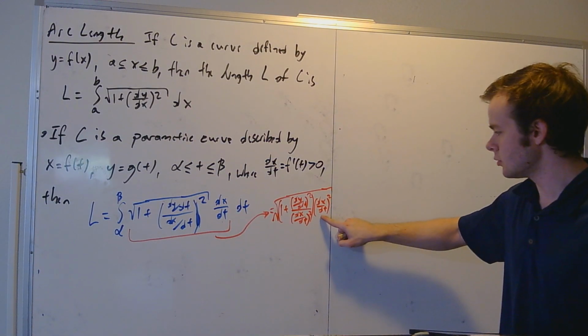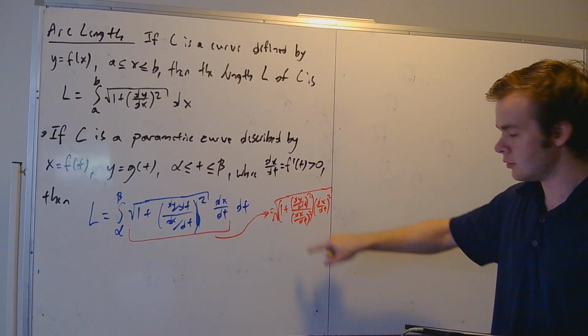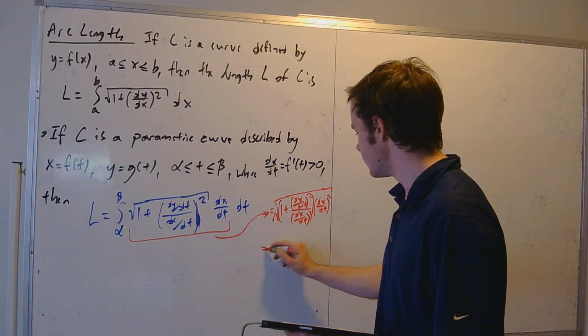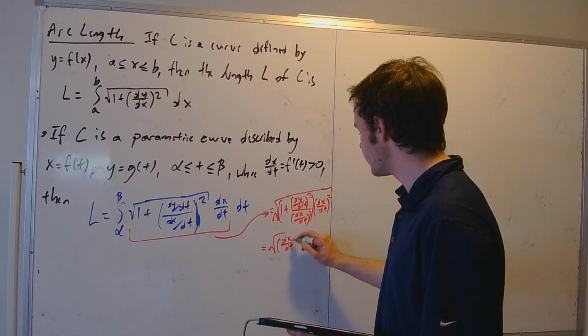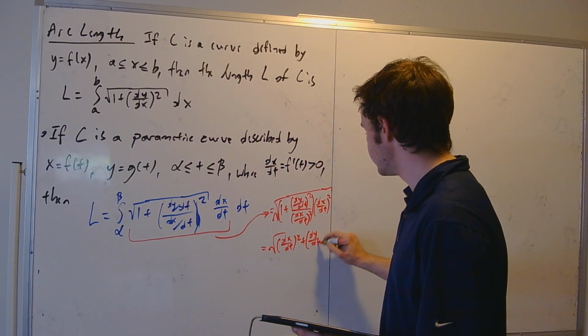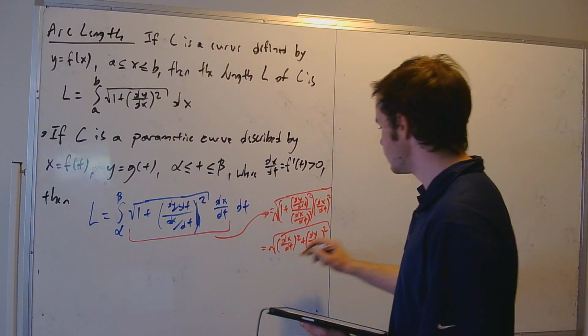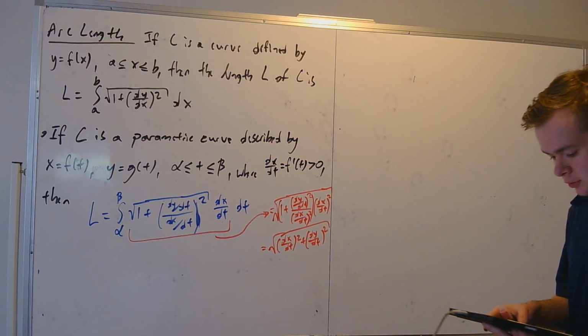Right, so now you distribute this into both of these terms. Now it cancels out here. And then once that cancels out, you're going to get the square root of dx by dt squared plus dy by dt squared. So it actually simplifies this whole thing to be this nice square root right here.